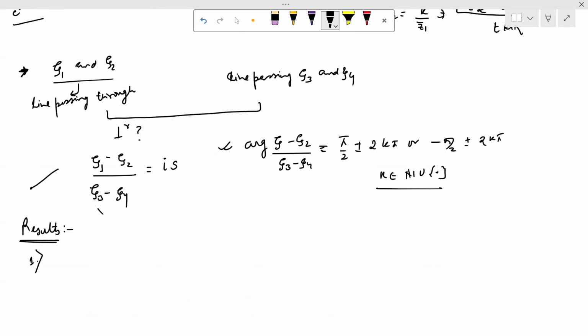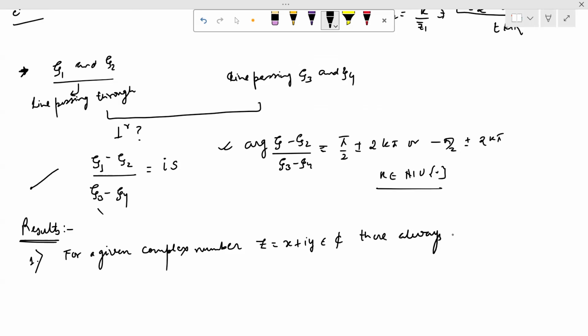A few more results. For a given complex number z equals x plus iota y, belonging to the set of complex numbers, there always exists a square root. In other words, there always exists some w such that w square is equal to z.